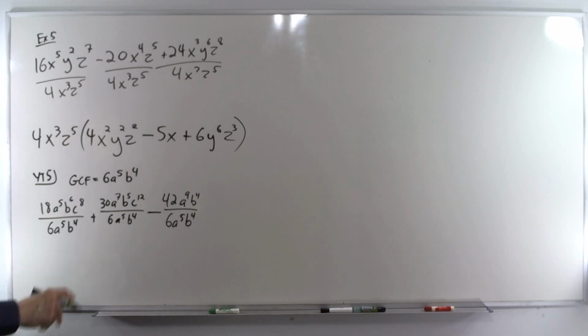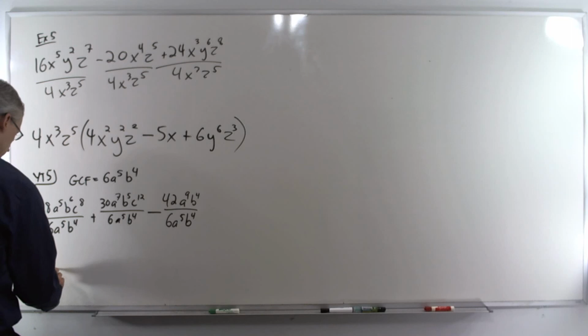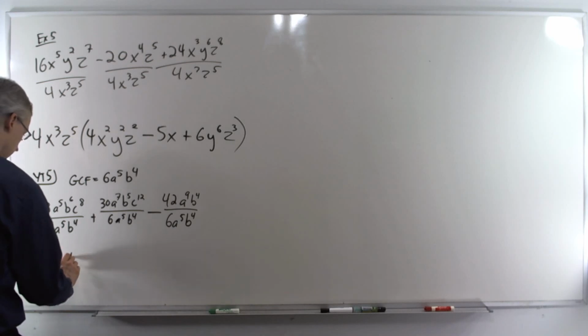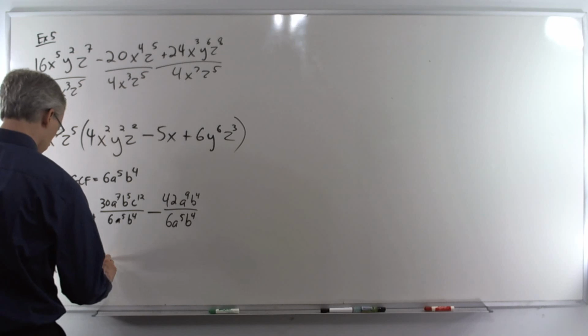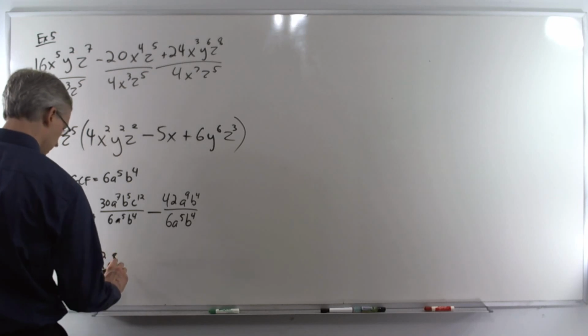So we'll divide each of the terms by the GCF. 18 divided by 6 is 3. A to the 5th cancel. B to the 6th over b to the 4th is b squared. And c to the 8th stays.